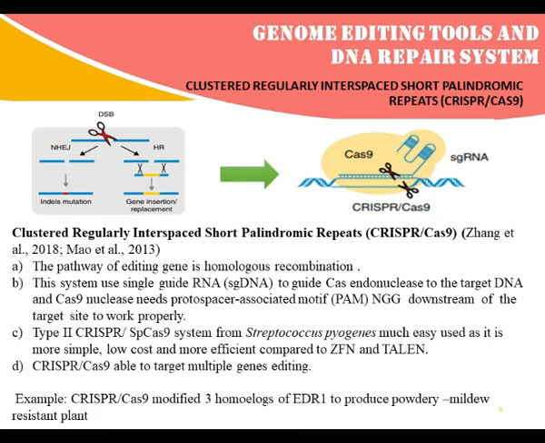The type 2 CRISPR SpCas9 system is taken from Streptococcus pyogenes, and it is much easier to use as it is simpler, lower cost, and more efficient compared to ZFN and TALEN. CRISPR-Cas9 is able to target multiple genes for editing. An example of CRISPR-Cas9 is that it is able to modify 3 homologs of EDR1 to produce a powdery mildew-resistant plant.